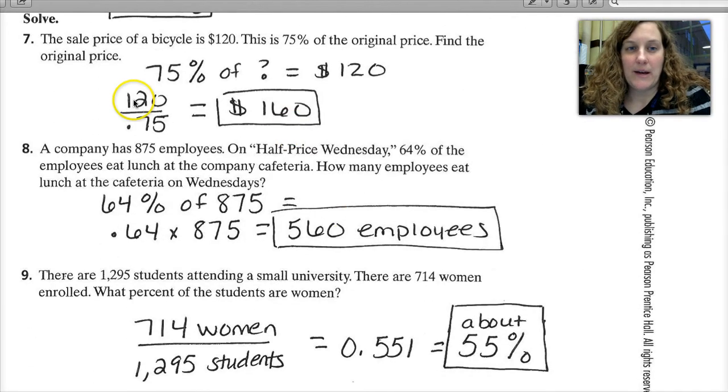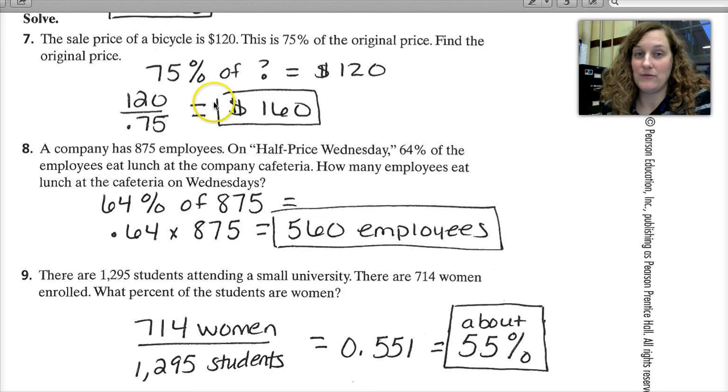The sale price of a bicycle is $120. This is 75% of the original price. Find the original price. This is one you guys missed a lot on your Investigation 5 quiz. Be very careful right here. It's not 75% off the original price. It's 75% of the original price, which means you're paying 75% of the price or 25% off.